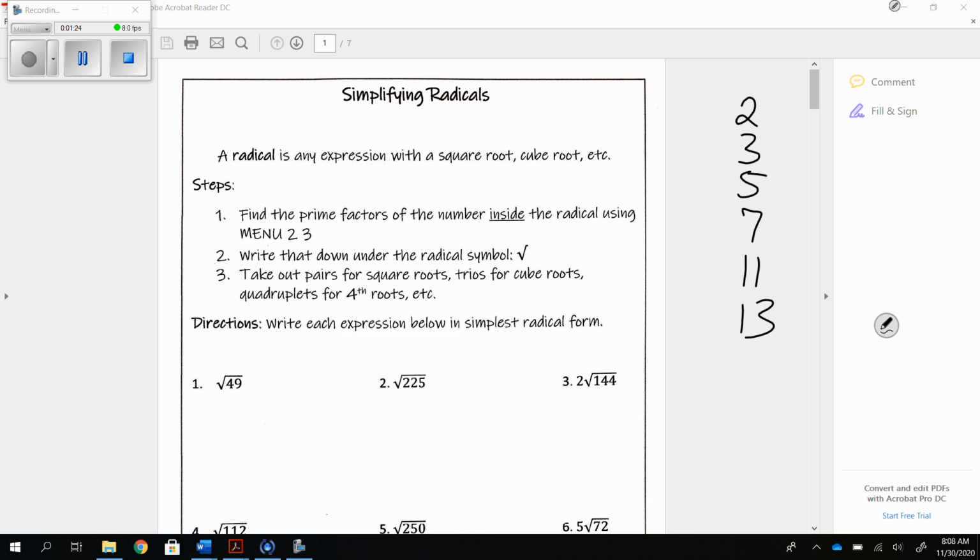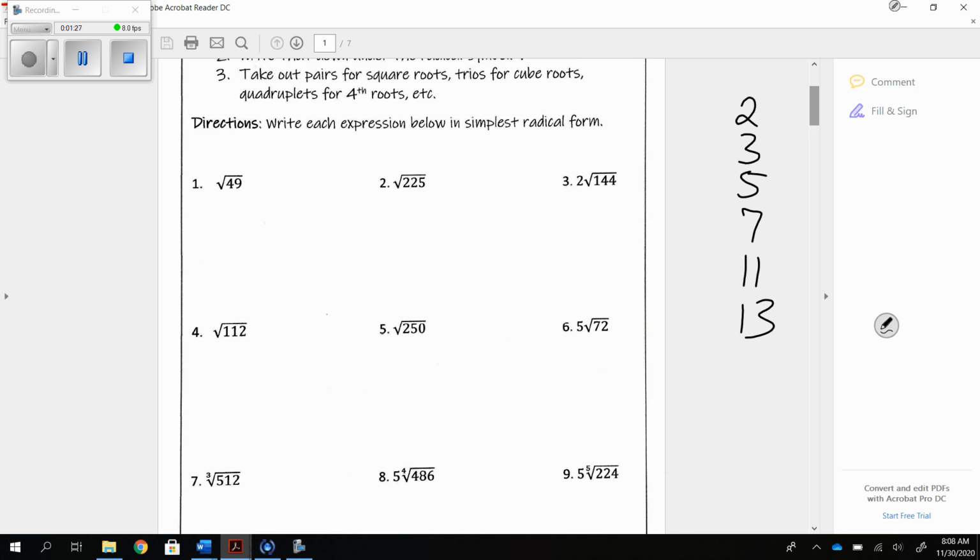So we scroll down. The first one is easy, just to get us going. The square root of 49. Now, the way this works, the hand way, you just look at our prime numbers. 2, 3, 5, 7, 11, 13. We find which number can go into 49. We know that 7 can. All right, so 7 times 7. Then it said step number 3, take out pairs for square roots.